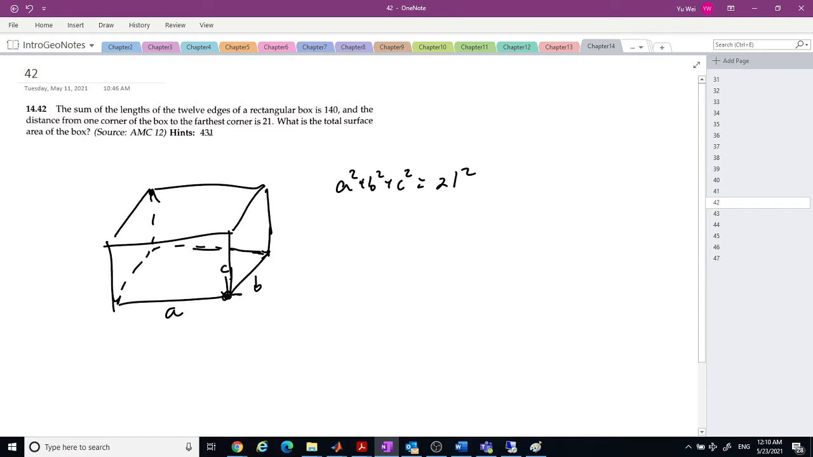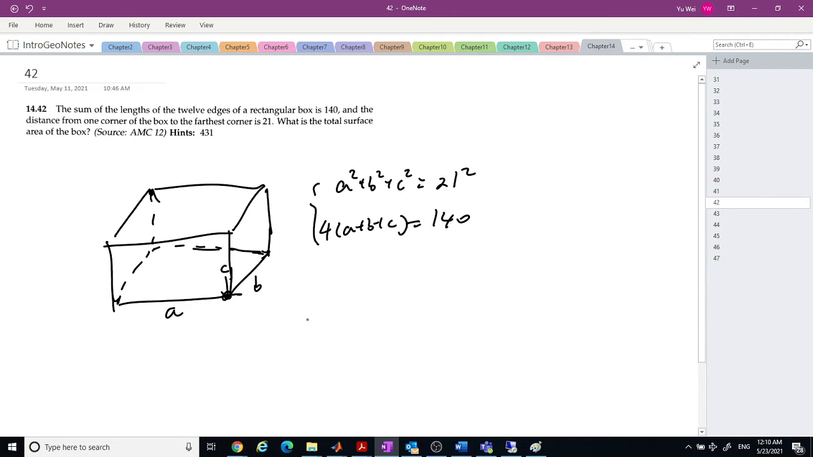And the 12 edges, right? So we have 4 of the C, 4 of the A, and 4 of the B, right? 4 of the A plus B plus C is equal to 140. Okay? So what is the total surface area of the box?